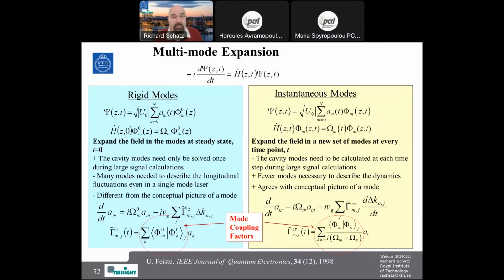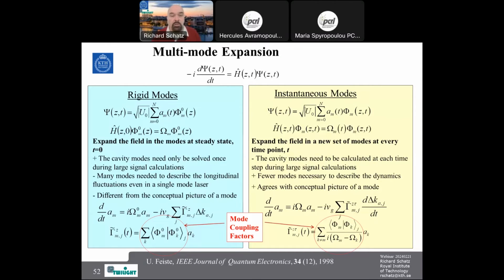In the laser cavity, in fact, the eigenfunctions are not orthogonal in the Hermitian sense. Instead, they are biorthogonal. So they are orthogonal if you multiply them with their time reversed copy, so to say. They are orthogonal in another sense, but you can still show they normally form a complete system. Then you can decide if you want to use rigid modes or instantaneous modes. In LaserMatrix, you can choose between these two kinds of modes.